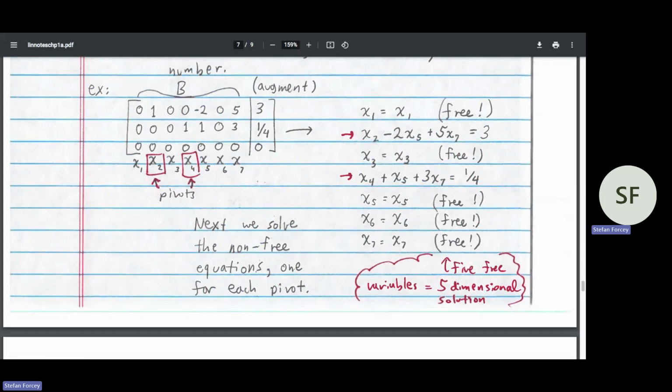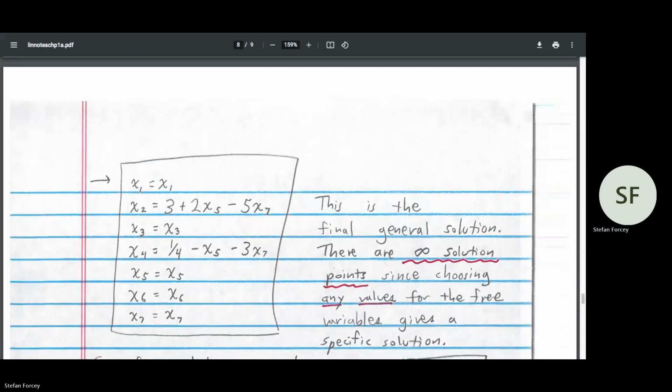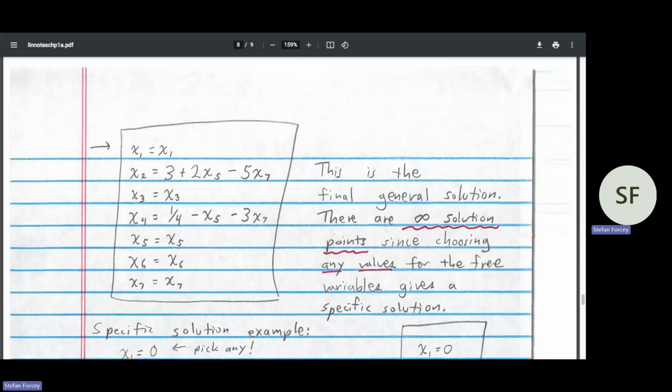Next, we do need to keep going a little bit, solving the non-free equations, one for each pivot. But I will mention that since it has 5 free variables in this example, that means our solution is infinite. You can pick any number you want for those free variables. What will happen is that the last 2 variables, x2 and x4, will be determined. So solving each of those, the free ones are already solved, but I did need to solve x2 and x4 by just moving everything to the right-hand side.